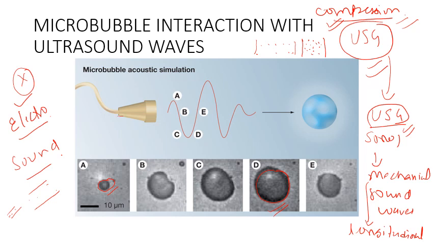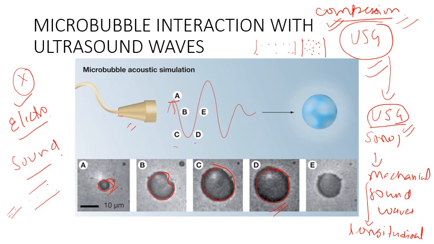Suppose this is a probe. We have given the sound waves. What is happening here? There is compression, rarefaction, compression and rarefaction. What is happening on compression? When the pressure is increased at point A, the size of the microbubble decreases. And slowly from B to C, we see that the pressure is releasing. When the pressure is releasing, it is in the rarefaction phase, and in the rarefaction phase the size of the bubble starts increasing, and at point C we see that the microbubble size has increased.